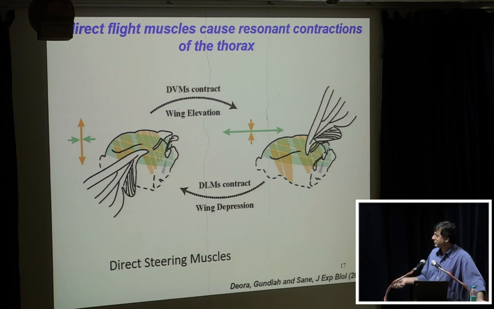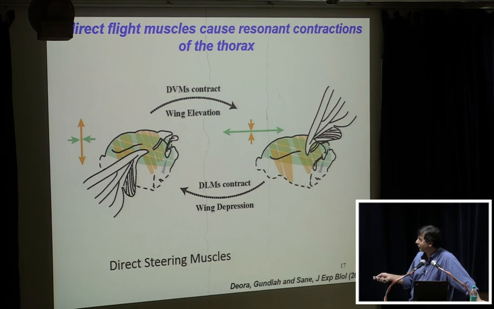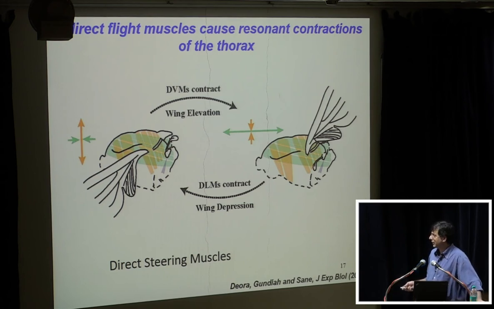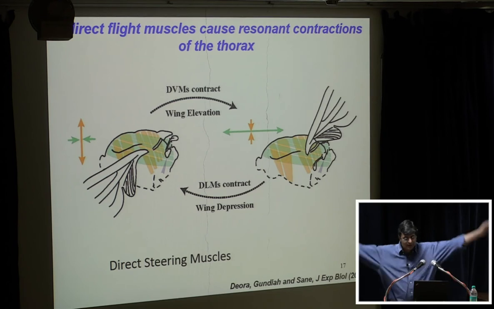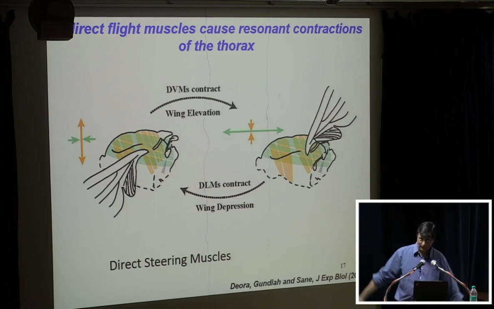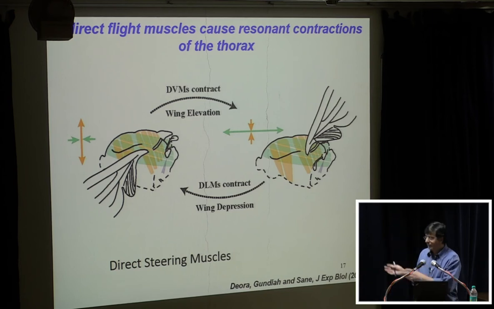So this is just what I told you. You have the indirect flight muscles, which contract causing wing elevation. So when the DVMs contract, the dorsal ventral muscles contract, you have wing elevation. When the dorsal longitudinal muscles contract, wing depression, and this cycle causes wings to move very rapidly. Now, in addition to these muscles, which sort of actuate the big motions of the insect, you have many tiny muscles, and I'll talk about them later in the talk. They are called the direct steering muscles, and just hold that thought, and we'll come to it later. Okay.